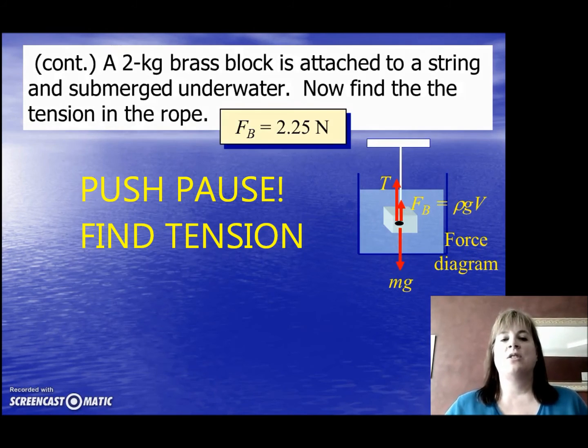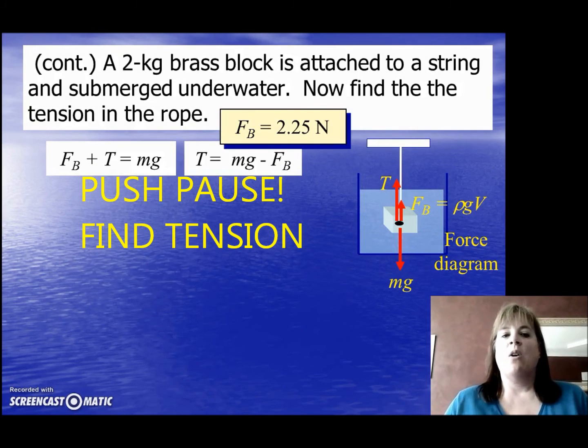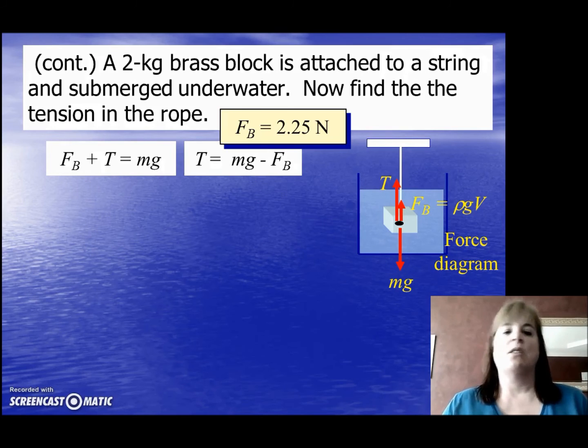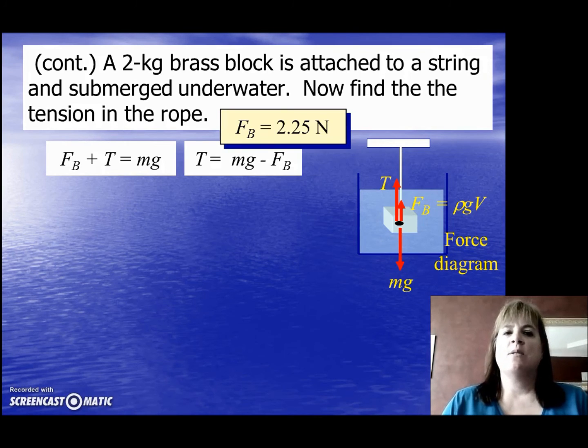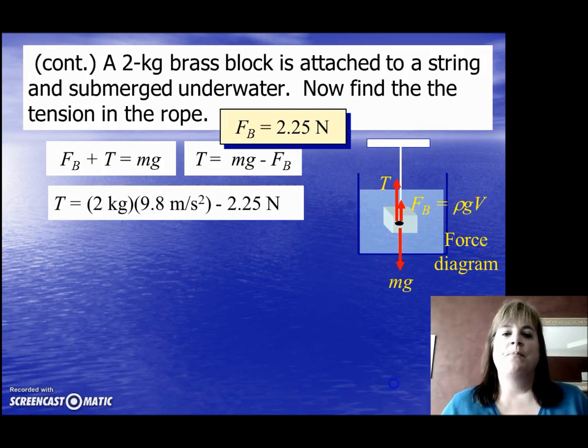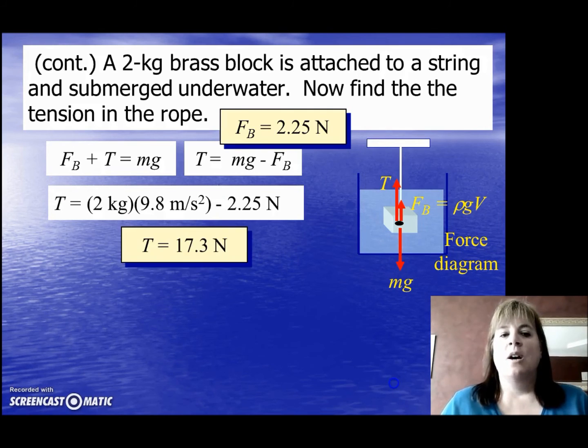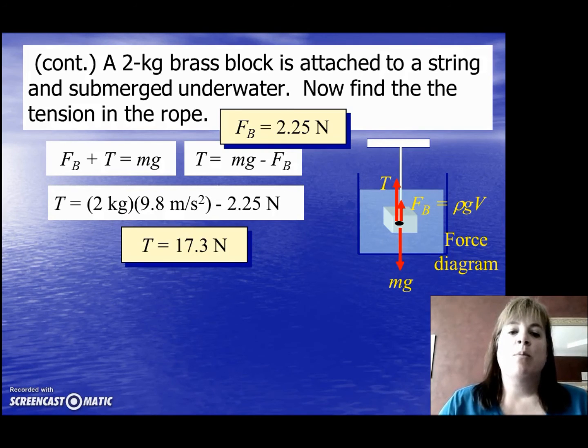So if we go back to our force equation, all we got to do is solve for tension, right? So move buoyant force over to the other side, and now it's just a matter of plugging and chugging. We know the mass of the block, it's 2 kilograms. The acceleration due to gravity is a constant, it's 9.8, and we know our buoyant force. So when you put all your numbers in, hopefully you got 17.3 newtons.